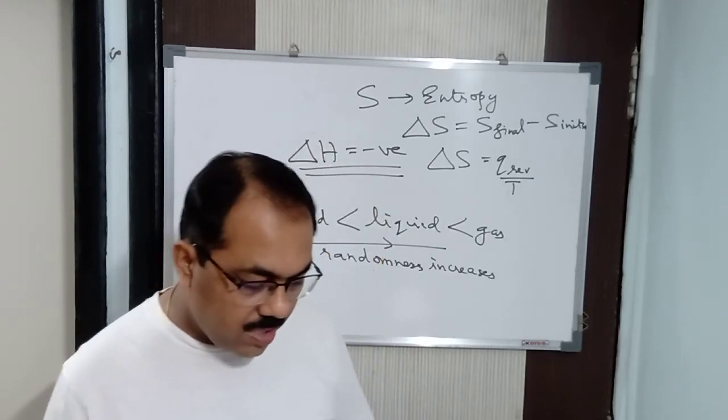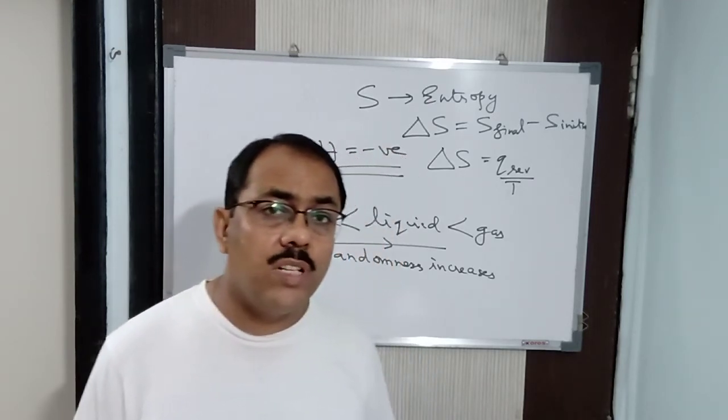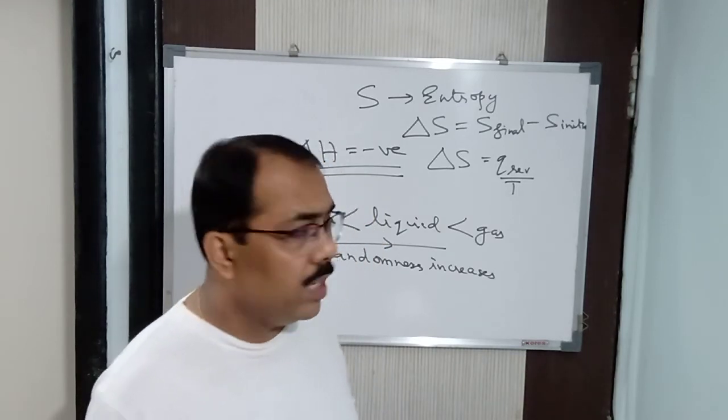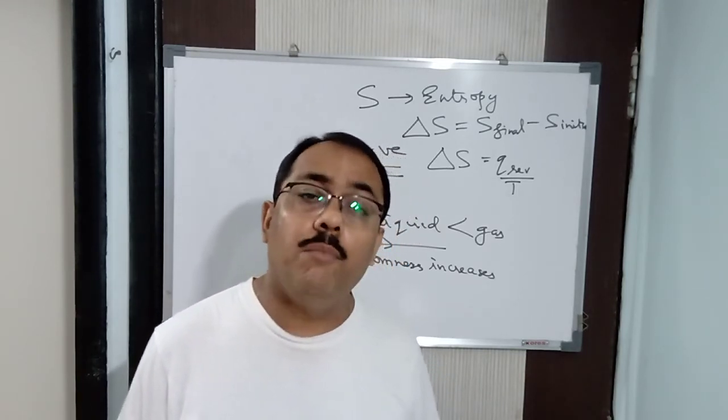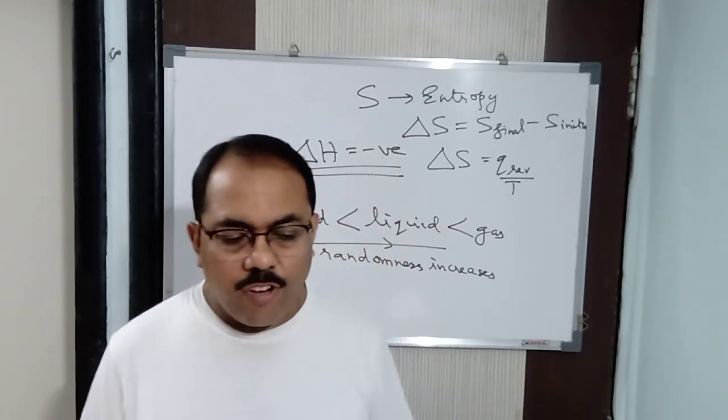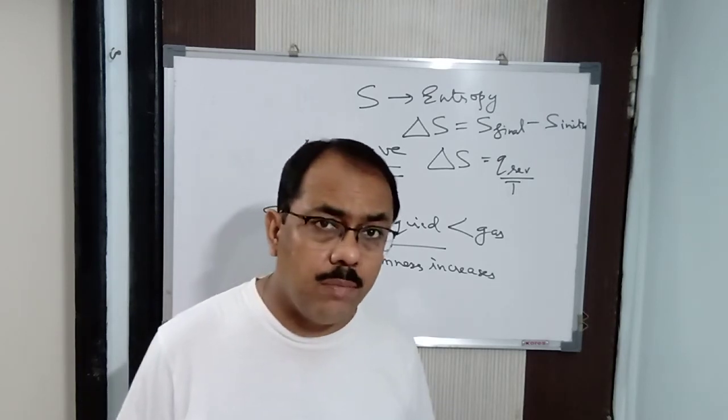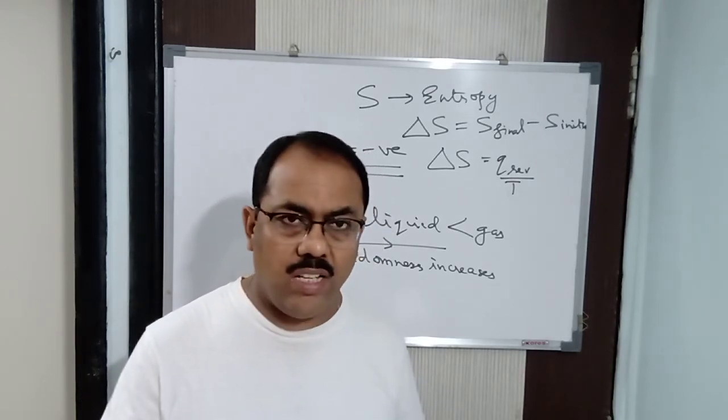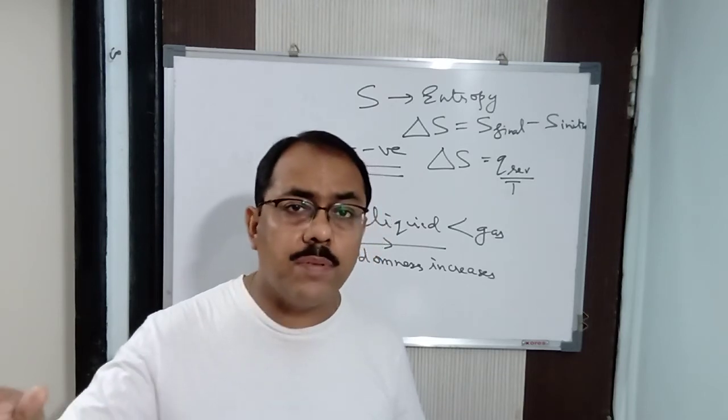Now my question remains the same: why do we take it as Q reversible by T? Why not Q irreversible by T? Or why not only Q by T? Because, now listen carefully, for a reversible process only the heat can be measured, because a reversible process is a slow process. It is taking place in infinite number of small steps.